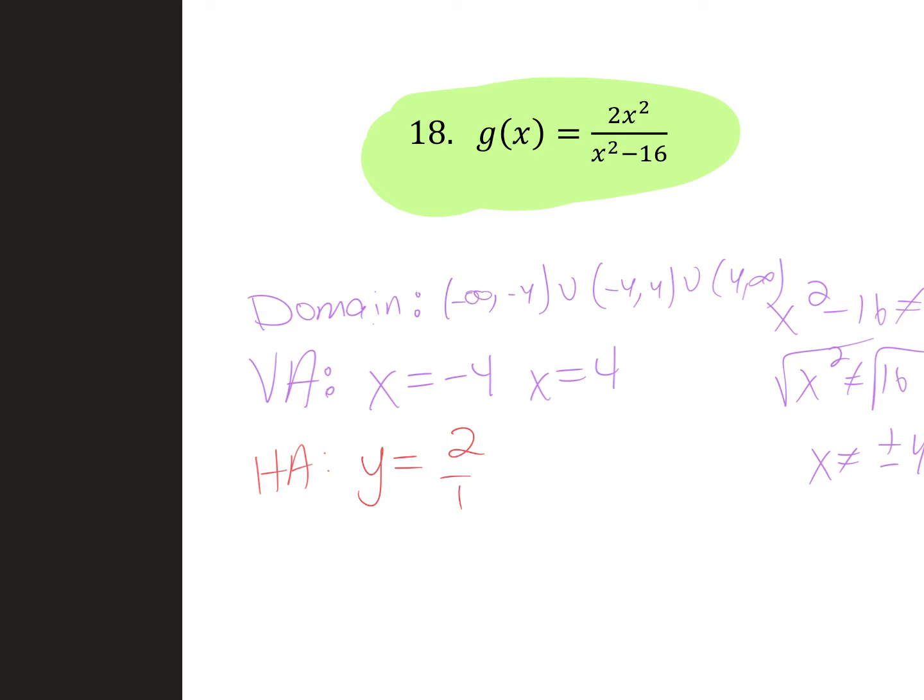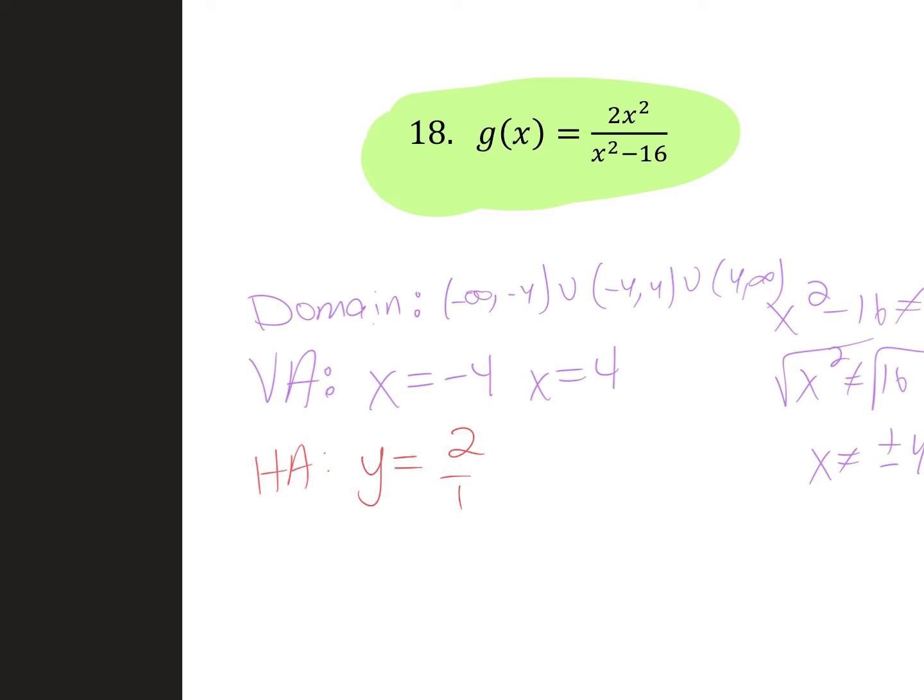Everybody with me? Yes. Does this have a slant asymptote? No. That's why I asked that. You're like, well, how did you know that? A couple reasons. If you have a horizontal asymptote, are you going to have a slant one? No. Another thing you can look at is compare the degrees of the numerator.